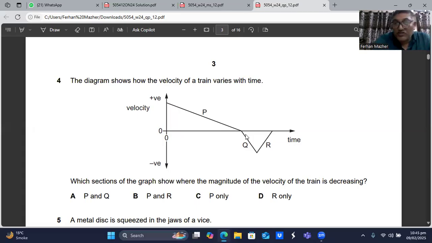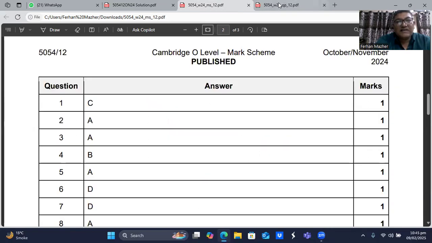So now the train is moving in the opposite direction. That's why it's in negative velocity. And this velocity is increasing. Negative only means that its direction has changed. And now the velocity is decreasing. So the velocity is decreasing in the P portion and the velocity is decreasing in the R portion. In P, the train's velocity is decreasing. In the R portion, the velocity of the train is decreasing. So we think B is the choice, P and R. Let's check. Question number 4, B is the right answer, sir.